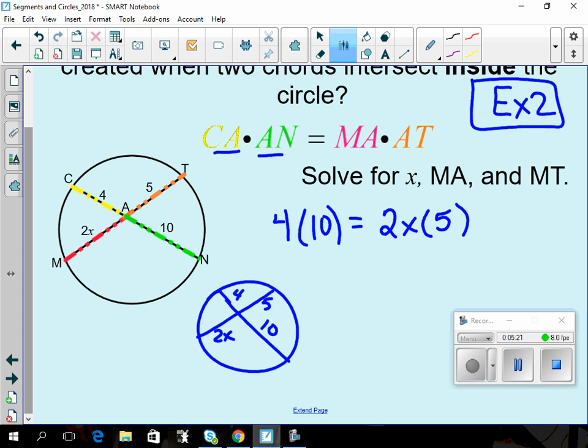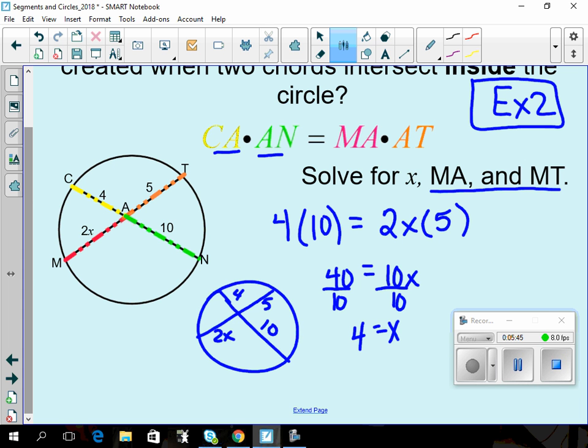So let's simplify. What's 4 times 10? 40. Okay, so 40 is equal to 10x. Where'd the 10 come from? 2 times 5. Divide by 10. Good. And I get 4. This was an easy algebra. Can you solve for these two lengths as well?